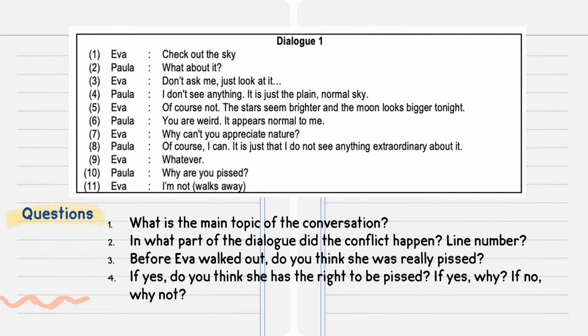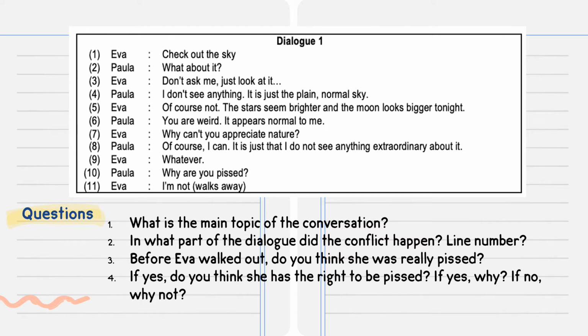If yes, do you think she has the right to be pissed? If yes, why? And if no, why not? So let's have two areas of answer. Okay, let's have a diversion. Kung yes ang sagot, I think, in my personal perspective, I think that Eva has the right to be pissed because Paula could not understand or did not try at least to see or to look at the moon the way Eva looks at the moon, diba? With a certain kind of love and appreciation for nature.